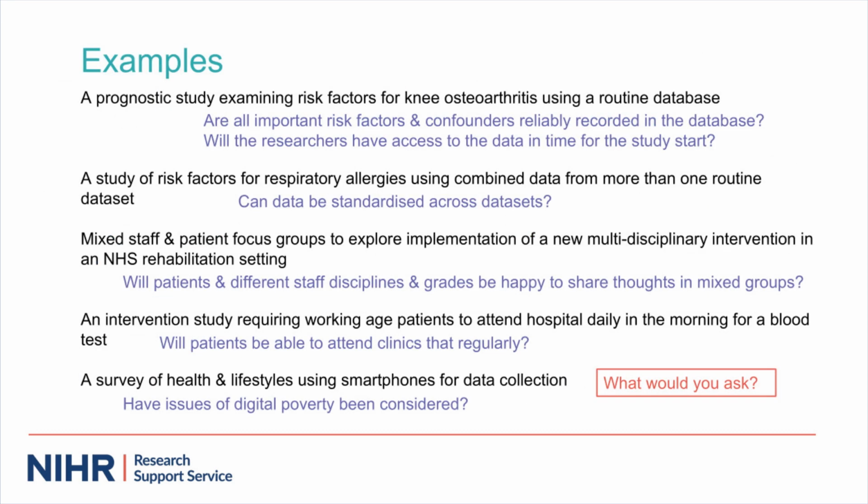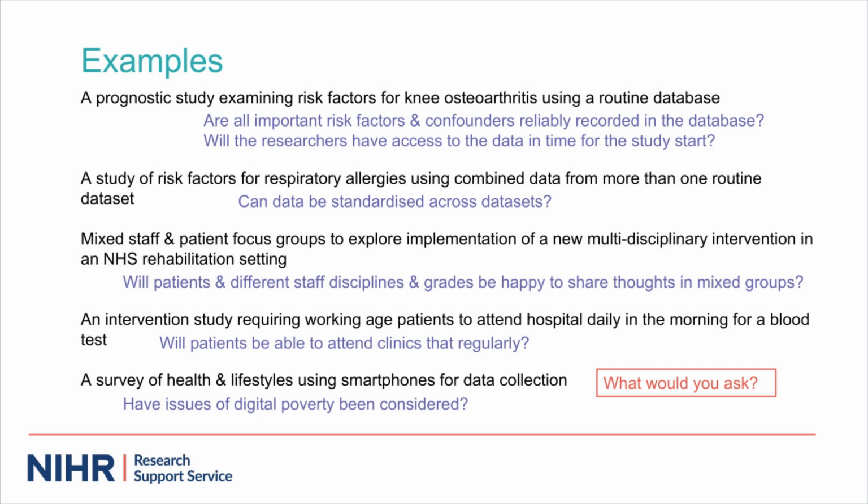So some examples of studies and the things that the reviewers might ask: a prognostic study examining risk factors for knee osteoarthritis using a routine database. Well, they might ask, are all important risk factors reliably recorded in the database? Will researchers have access to data in time for the study start? A study of risk factors for respiratory allergies using combined data from more than one routine data set. Can the data be standardized across data sets? Can you actually combine them and analyze them together?